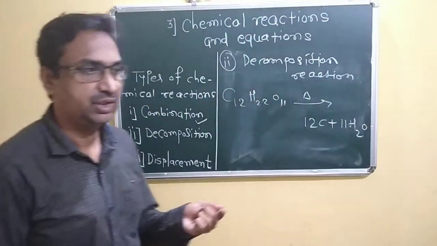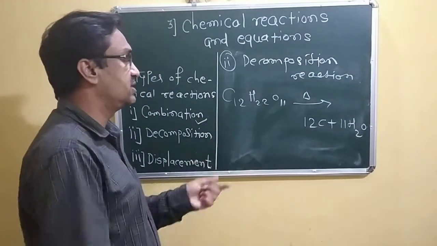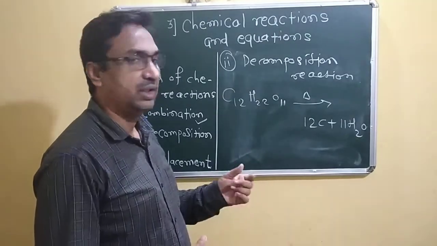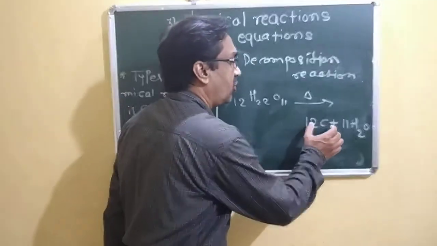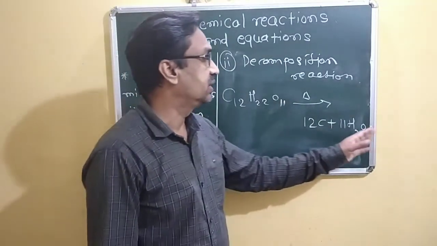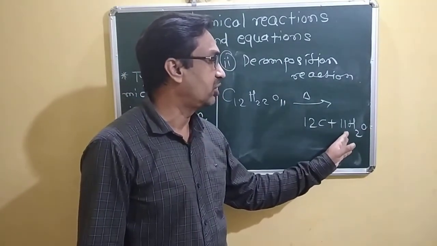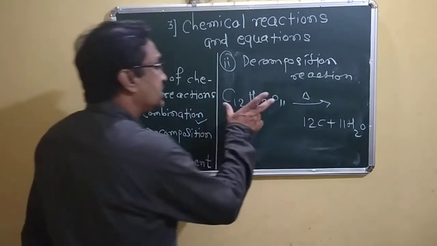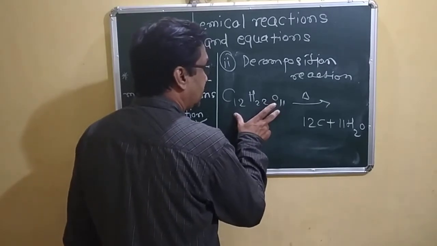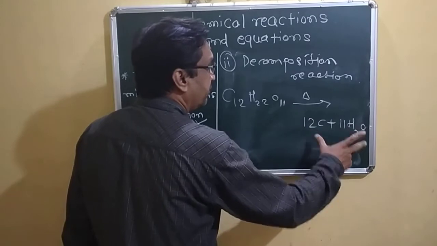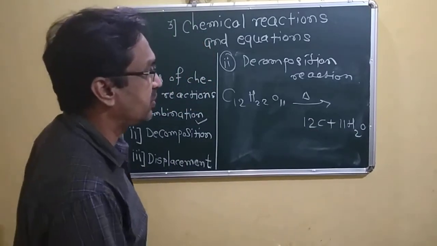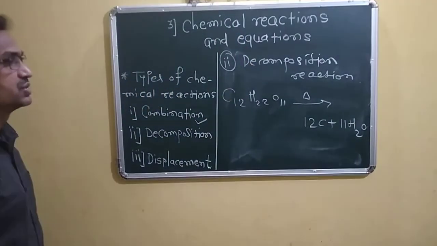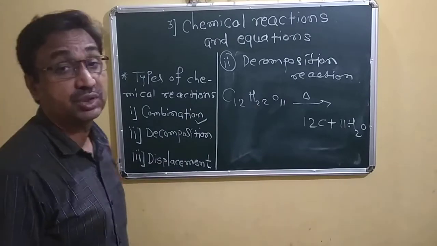In an evaporating dish, we take some grains of sugar, and using a Bunsen burner, we heat this sugar in our laboratory. We can easily find that it forms 12 atoms of carbon and 11 molecules of H2O. So from a single reactant, by using heat, we form two different substances: one is carbon and the other is a water molecule. This is one example of a decomposition reaction.